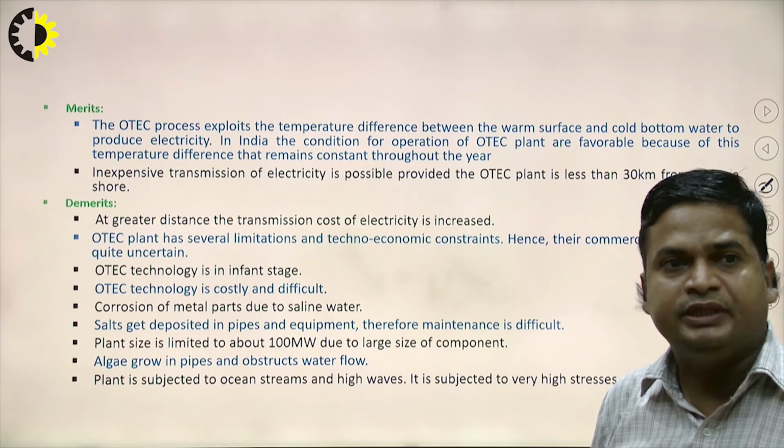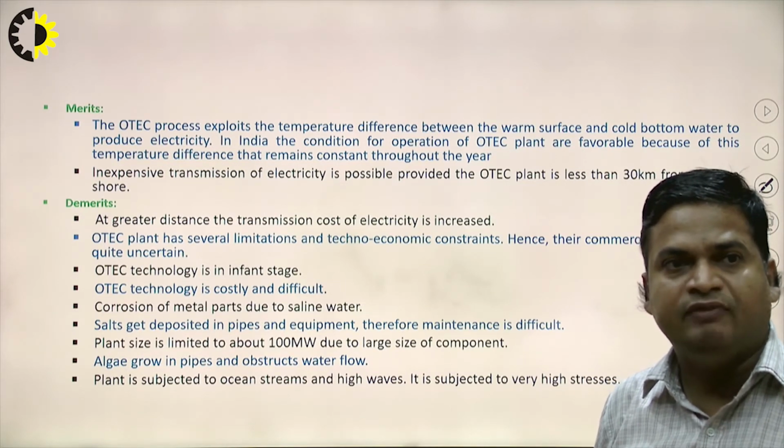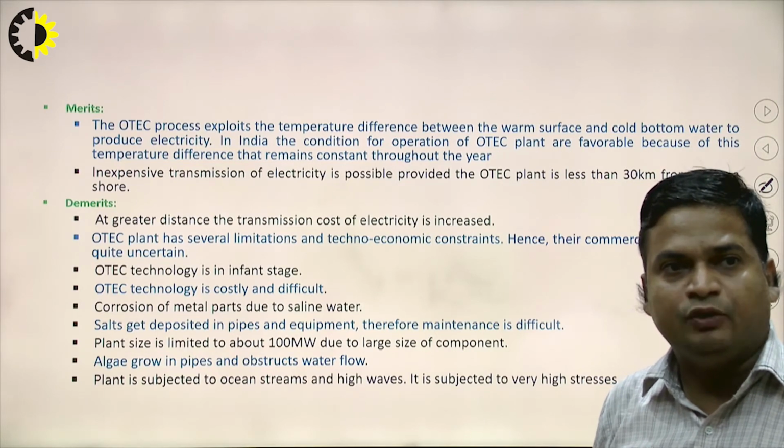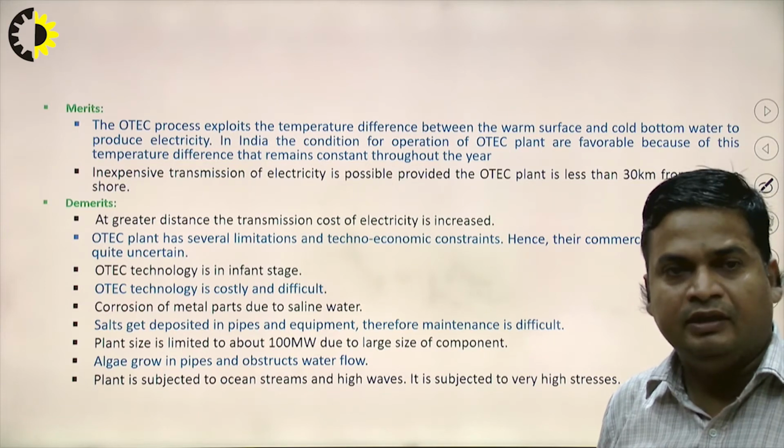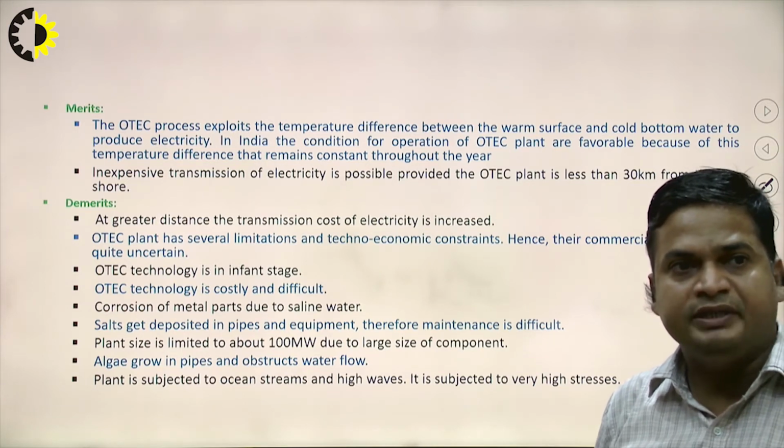Salts get deposited in pipes and equipment because of saline water, and therefore maintenance is difficult. So this is the disadvantage of the salt.